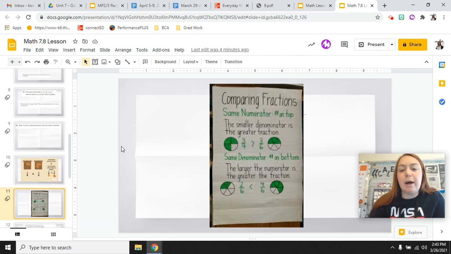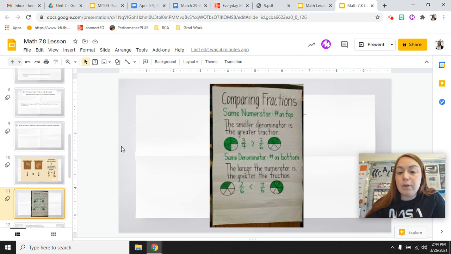Here's another way to think about it. When you have the same numerator on the top, the smaller denominator is going to be the greater fraction, okay? Because look here, 3/4 is greater than 3/6. 3 is the same, the numerator is the same, but look at the denominator. The fourths are going to be greater than the sixths because the fourths are larger pieces. So I'm going to say it again. The smaller the denominator is, the greater the fraction.